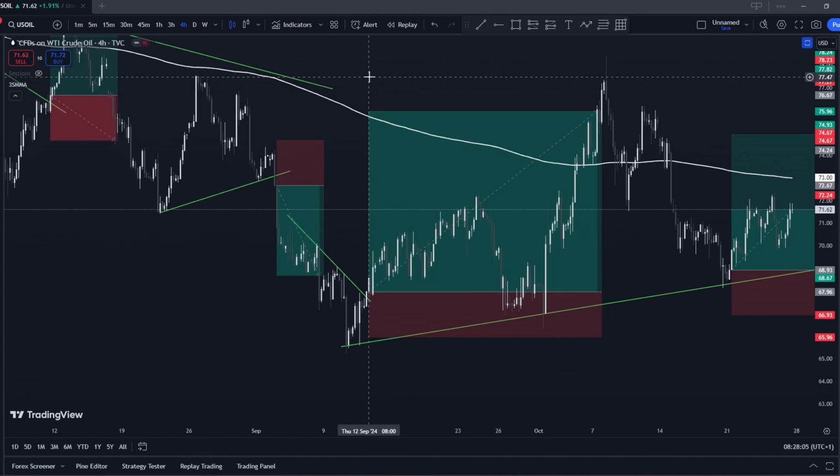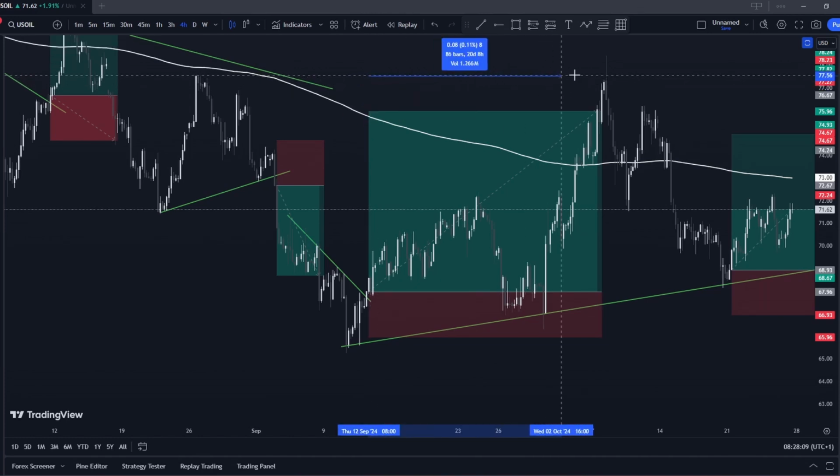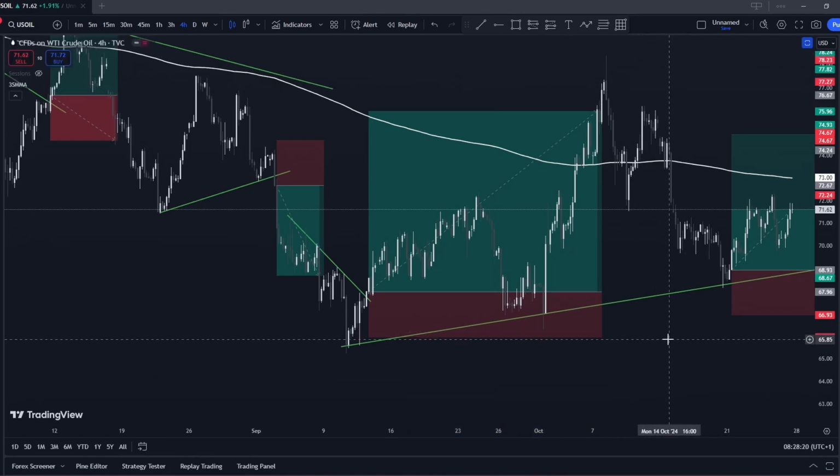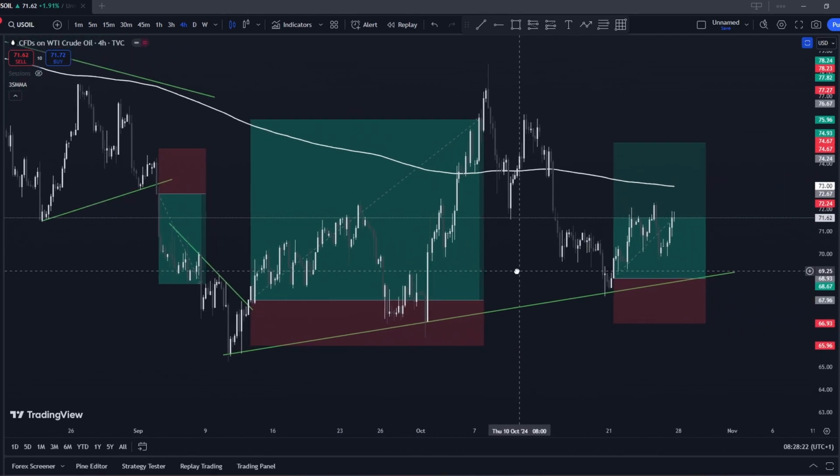Please do keep in mind that you have to be patient for this. You have to be patient for this system, because if you look at this trade here, it was 25 days, 25 and a half days, basically. That is a long, long time to have to wait for a trade. But this trade was massive.